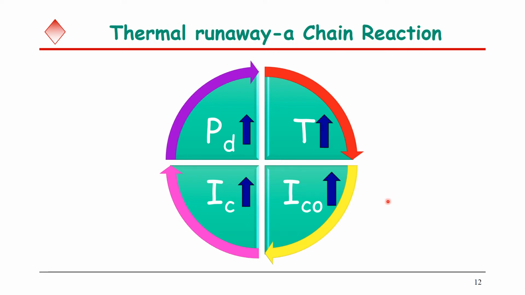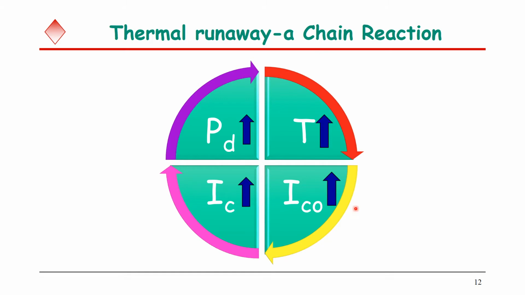Due to certain reasons, there is an increase in temperature. Due to the increase in temperature, the minority charge carrier concentration increases, thereby the current due to minority charge carriers increases. As a result, IC increases. Because of the increase in IC, power is dissipated in the collector junction. We know the power is dissipated in the form of heat, and this heat again intensifies the temperature.